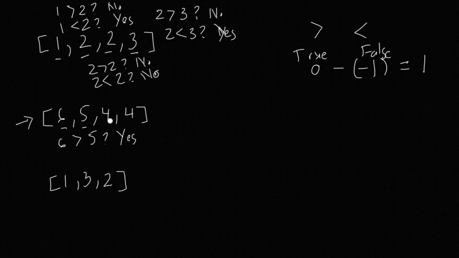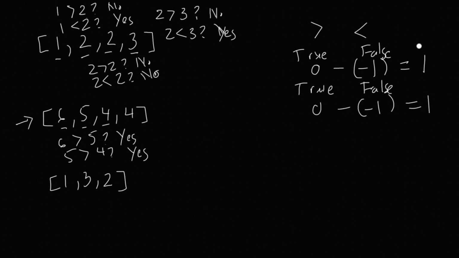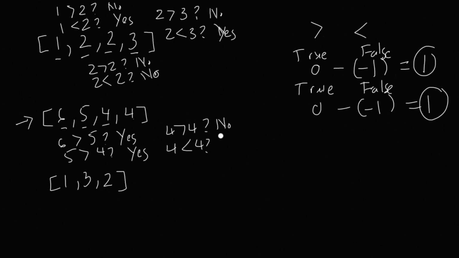Now 5 compared to 4. Is 5 greater than 4? The answer is yes. So same here, we have true and we have false for the comparison. So it will be the same situation here. Now we're seeing a consistency in the stream of comparison. Now the final would be 4 and 4. Is 4 greater than 4? The answer is no. Is 4 less than 4? The answer is also no. And we have false, false, -1, -1.